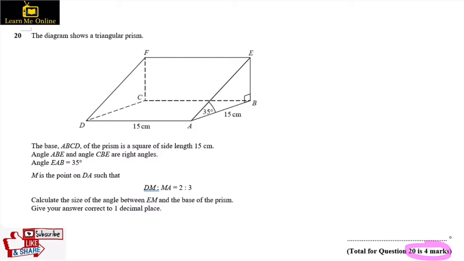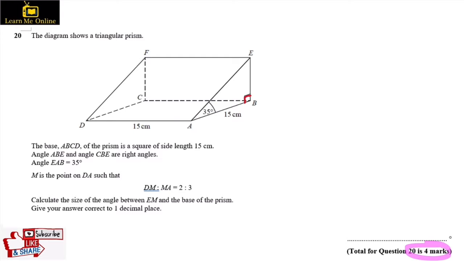Now, what else do we know? Angle ABE and angle BCE are right angles. So it's making a right angle at ABE, and the other one is CBE. So C, B, and E is also making a right angle. They both are making right-angled triangles here. Angle EAB is 35 degrees, which is given to us, and it's labeled already.